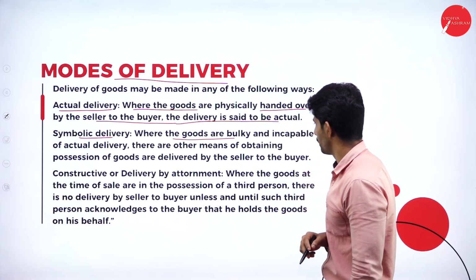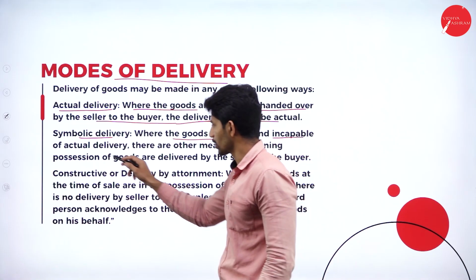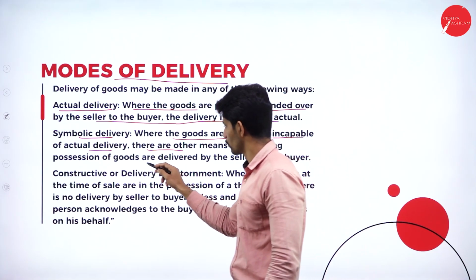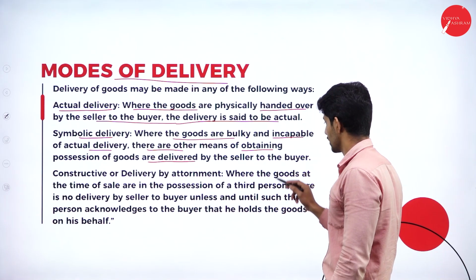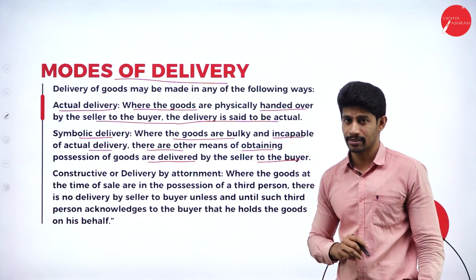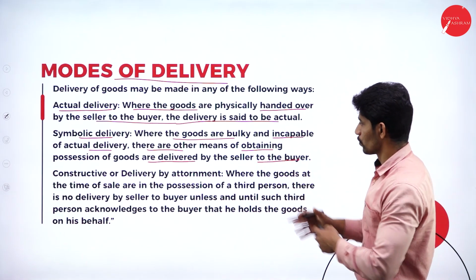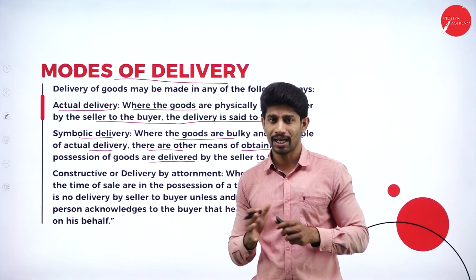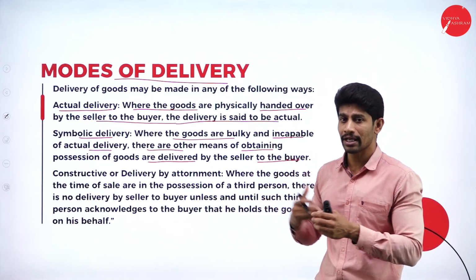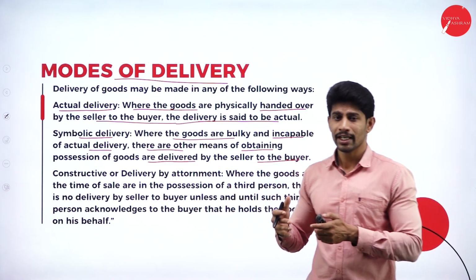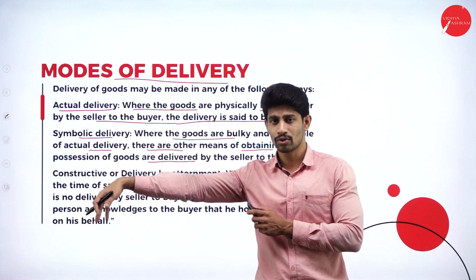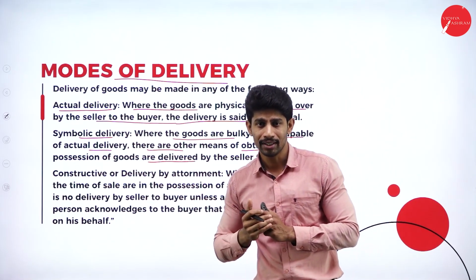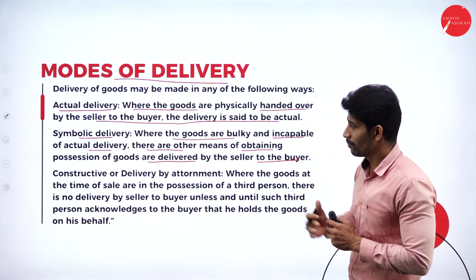Next, symbolic delivery. So what is symbolic delivery? Where the goods are bulky and incapable of actual delivery, other means of obtaining possession of the goods are used by the seller to deliver to the buyer. If the goods are too much, if they are heavy goods, and it is not possible to deliver them actually, then in one or the other mode, the seller delivers the goods to the buyer. That is called symbolic delivery.